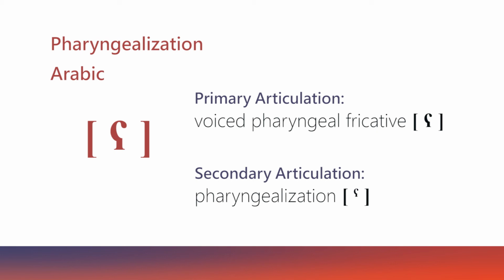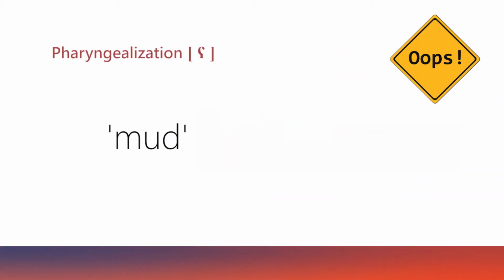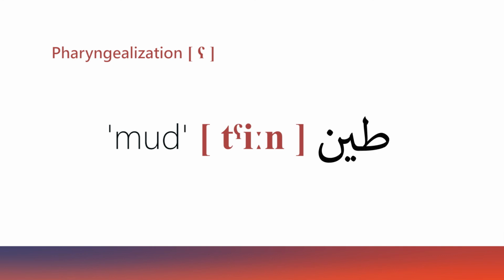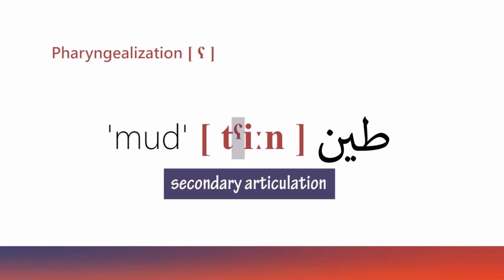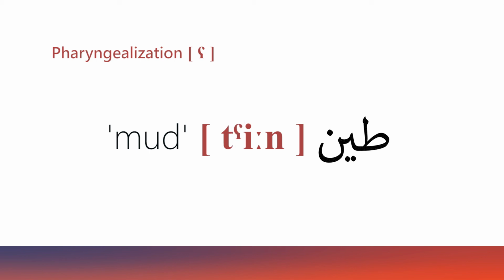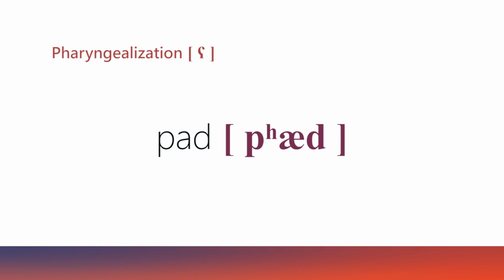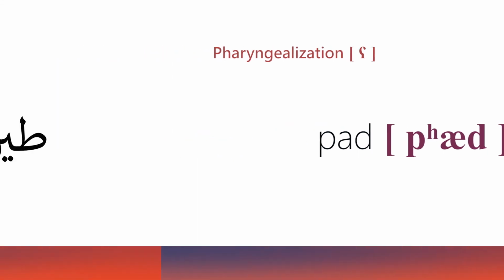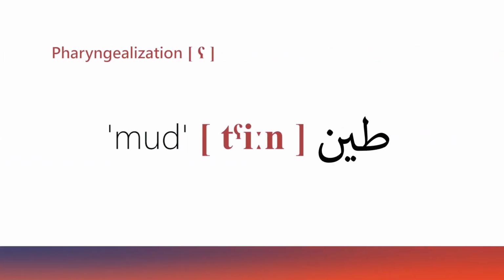For example, the word for mud in Arabic is something like tain. I'm not sure I can do the secondary articulation, but if you look at this very carefully, you would see that in the transcription, I have this pharyngeal symbol used as a superscript. So in IPA, we show it as a superscript when it is a secondary articulation. If it were not secondary articulation, it would not be superscripted. Do you remember, for example, the word pad in English? We also did this. We used aspiration as secondary articulation. This is an example of pharyngealization, another kind of secondary articulation in the language of Arabic.